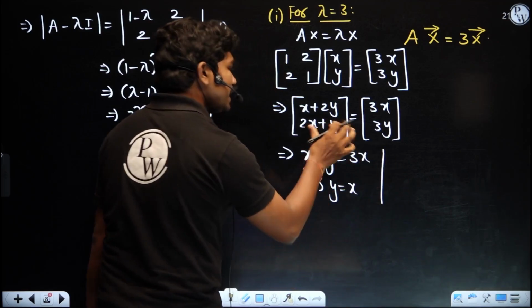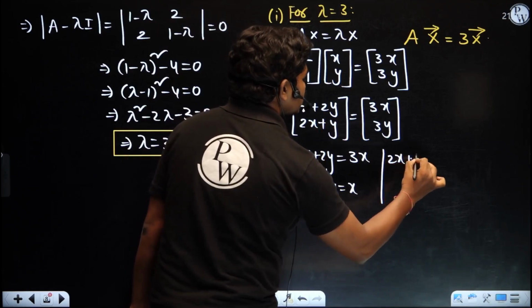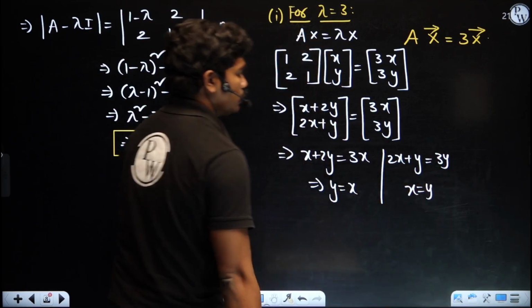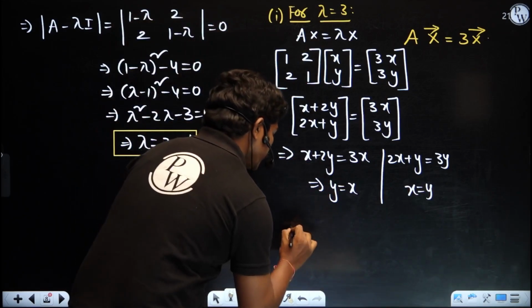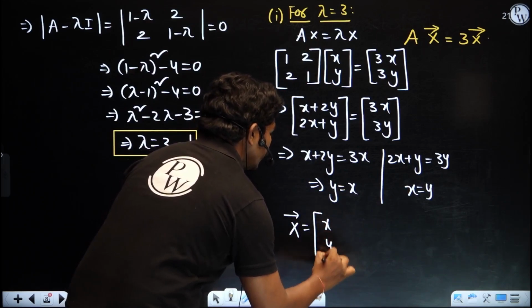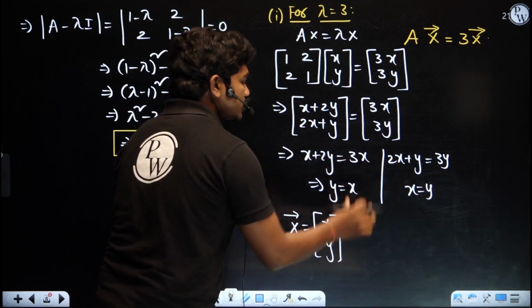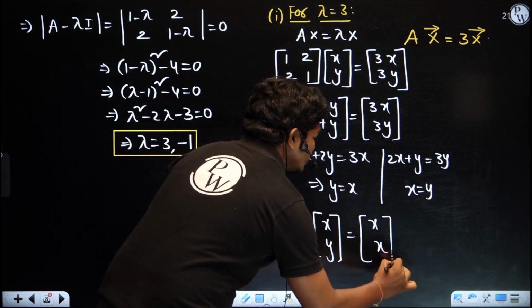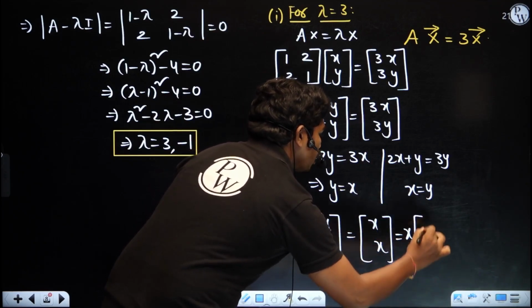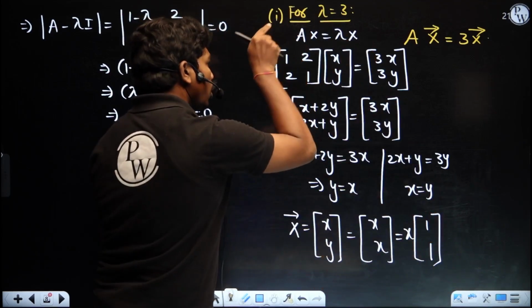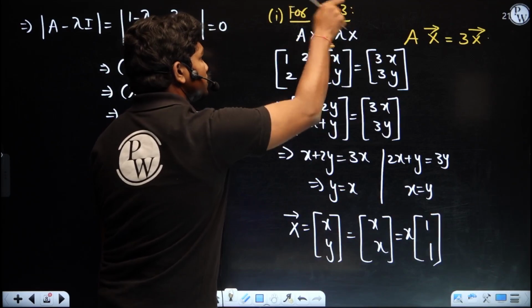And from the second equation, what do you understand? 2x plus y is equal to 3y. So in this equation also x is equal to y. This means the vector x bar which you initially took, x y, is in that particular direction where x is equal to y. If you replace y with x, then by taking x out, you get 1, 1. So this 1 comma 1 is an eigenvector of this matrix corresponding to this eigenvalue.